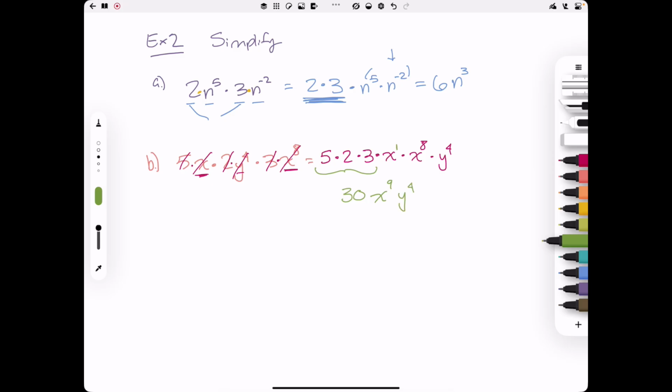Am I done then? Yeah. Is it as simple as it can be? Yeah. All like bases have been combined. All numbers have been combined. Exactly. Okay, I'm going to give you 2 quick ones to try.